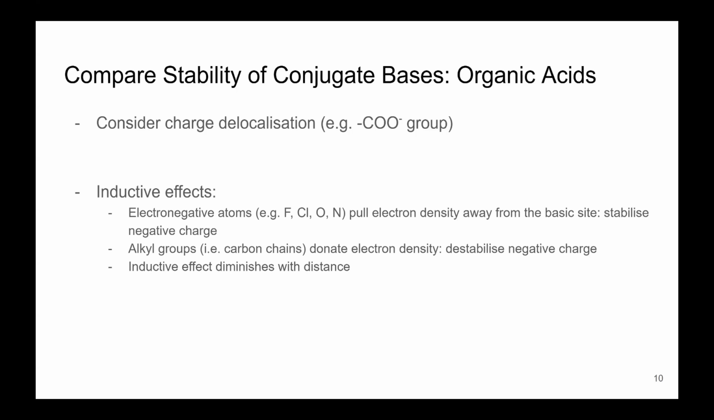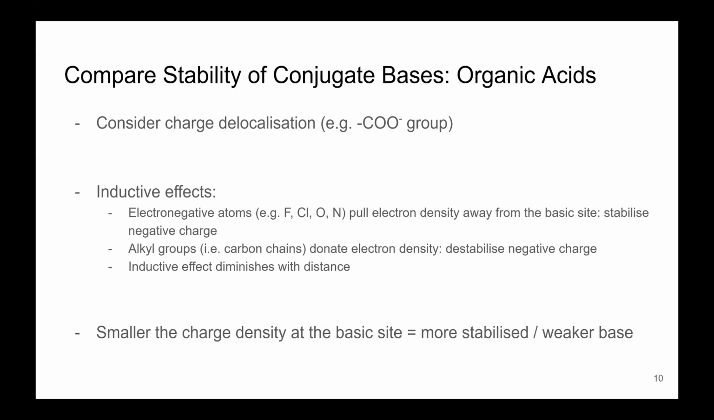Another thing to note here is that alkyl groups are really weakly donating. So if you have a fluorine right next to the basic site, the effect is probably going to win out over the electron donation by the alkyl groups next to it. And as a rule of thumb, the smaller the charge density at the basic site in the conjugate base, the more stabilized or the weaker will be the base, and the stronger will the acid be.